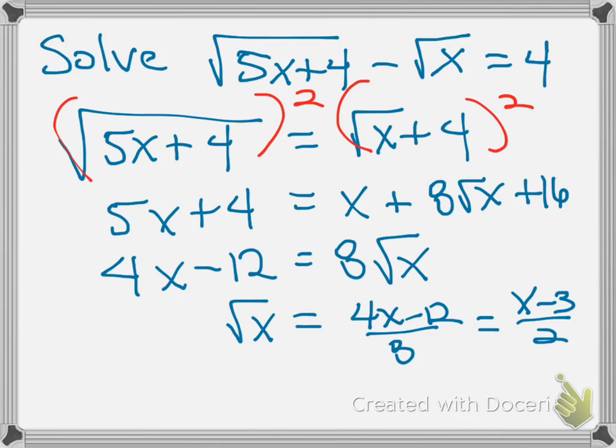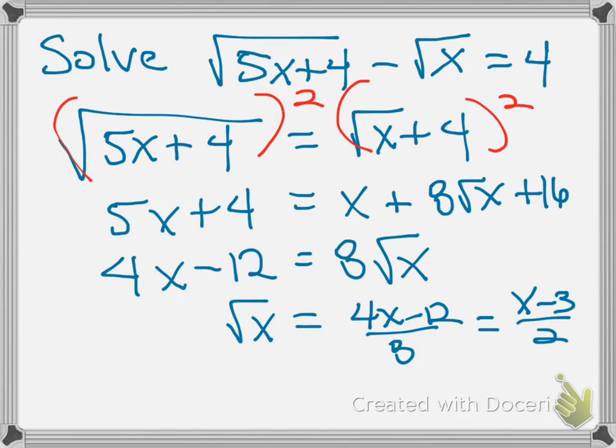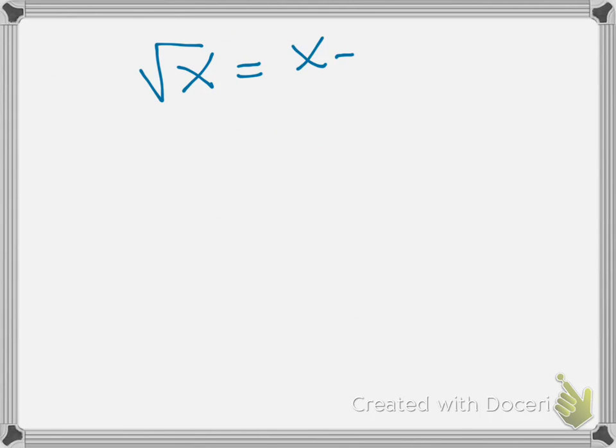We're getting there, even though it might not seem like it. What we're going to do next, actually let me copy down what we've got. We've got the square root of x equals x minus 3 over 2. Our next step then is actually going to be to square this equation one more time. So I'm squaring both sides.